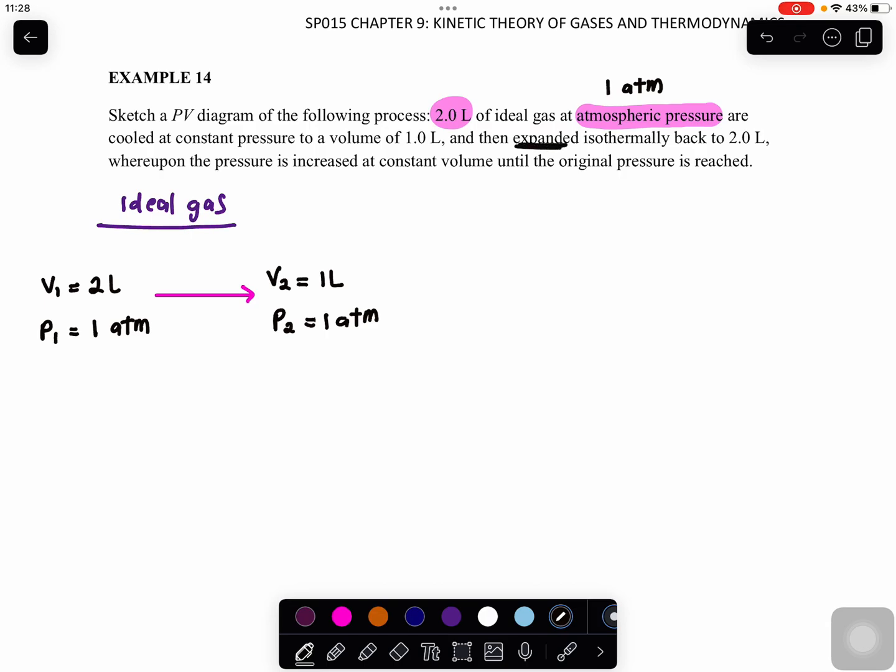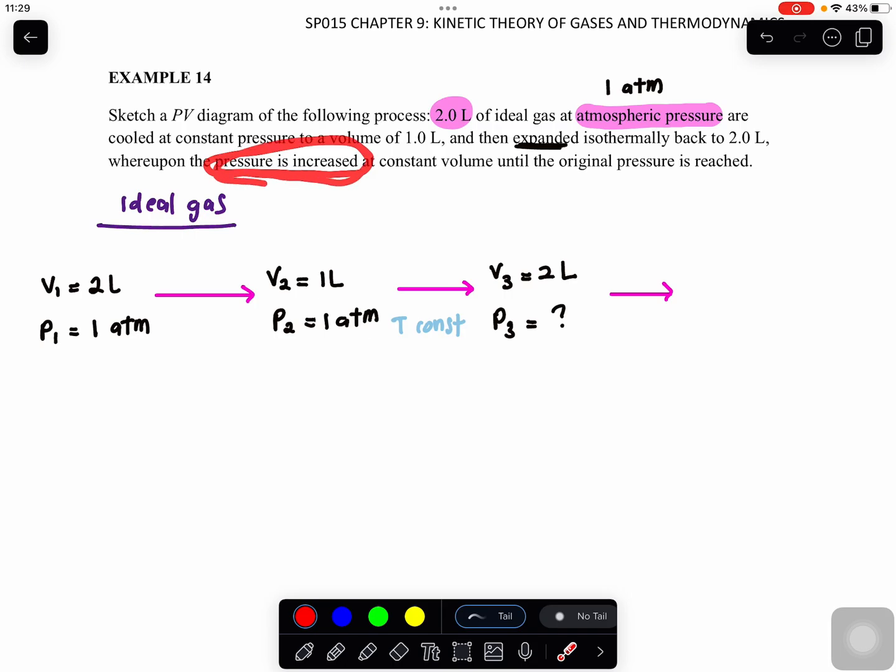And then it is expanded isothermally back to 2 liter. So here being expanded back to 2 liter, whereupon the pressure is increased. So kita tahu expand isothermal T constant. Dekat part ni T constant, bermaksud V akan berubah, P juga akan berubah. So P also changes here, but we don't know what value. So let's just put it as unknown now. But we know that it will be increased lah. So dia sudah mention dekat sini where the pressure is increased.